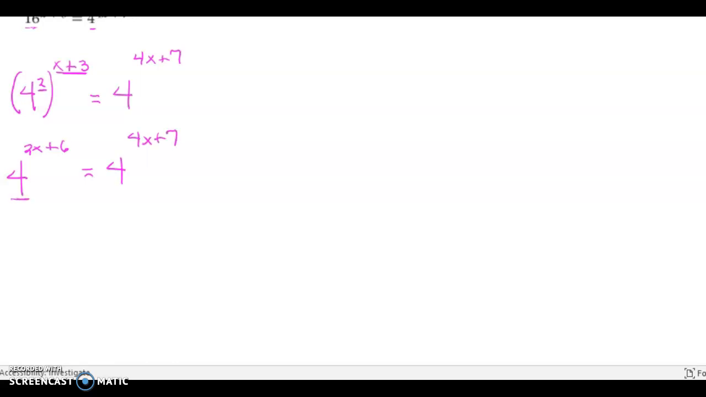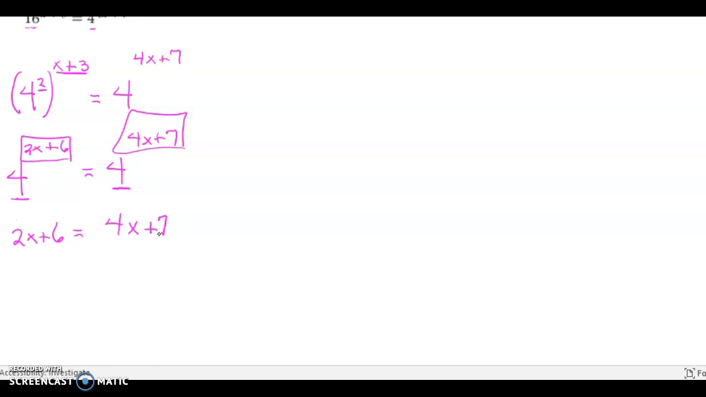When our bases are equal, our powers must be equal. So we are going to set the powers equal to each other. This is called the one-to-one property because they're in the same spot. Because they're in the same spot, the powers have to be equal.